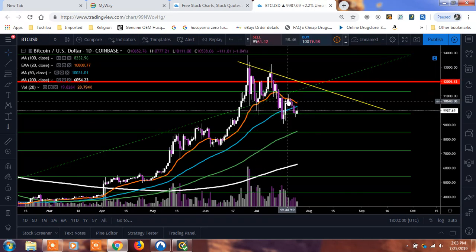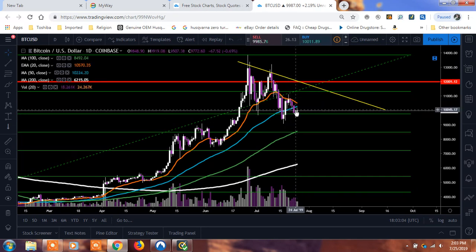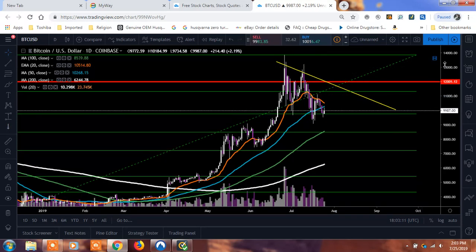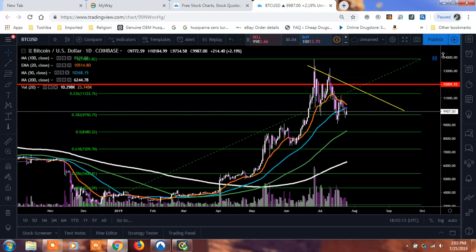lower lows. So we pushed up here. This was our lower high. We set a higher low off the 0.382 right here. Now we want to come up and get up here and make a higher high and eventually try to get a trend line break out of that top area there, that yellow trend line that I'm looking at.